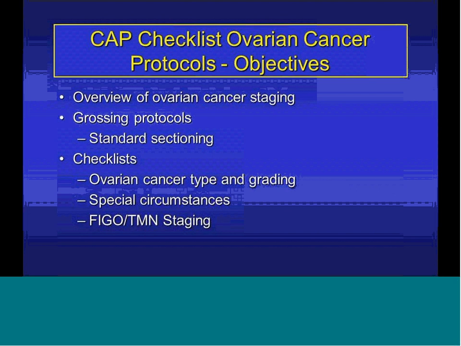When we're talking about the checklist, I'm going to be focusing on a couple of areas, specifically ovarian cancer type and grading, some special circumstances that you need to think about, and also the alignment of the FIGO and TNM staging system.